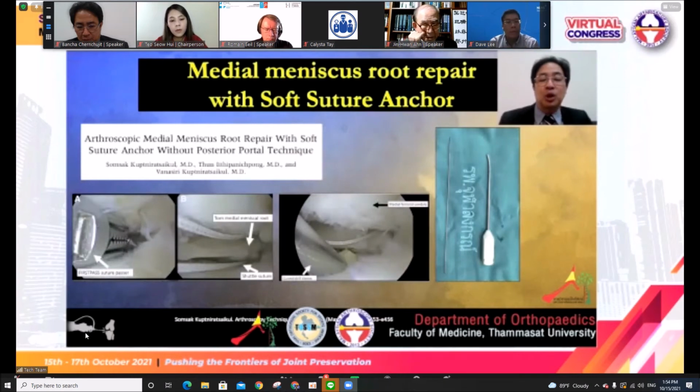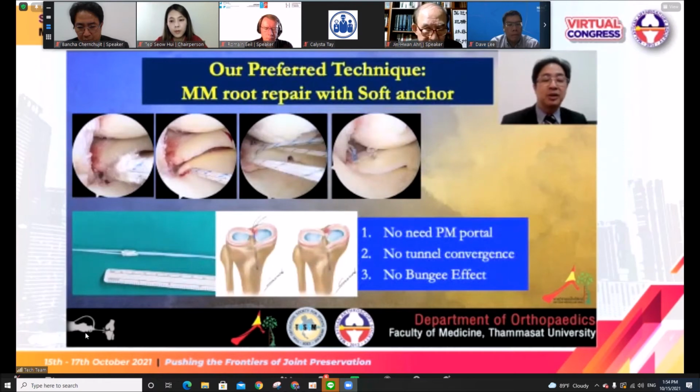Professor Somsak from Chulalongkorn and the team proposed a very smart soft anchor fixation using a flexible drill bit, which can press the soft anchor more vertically. This is my preferred technique of meniscus root repair with soft anchor. The benefit of this technique is that there is no need to do the posteromedial portal, no tunnel convergence, and no bungee effect.